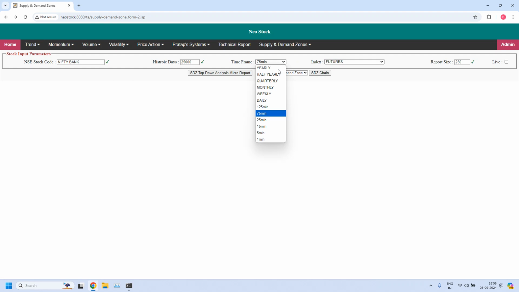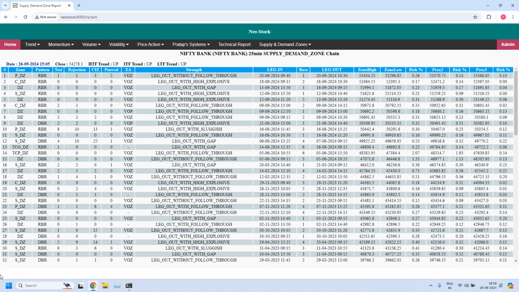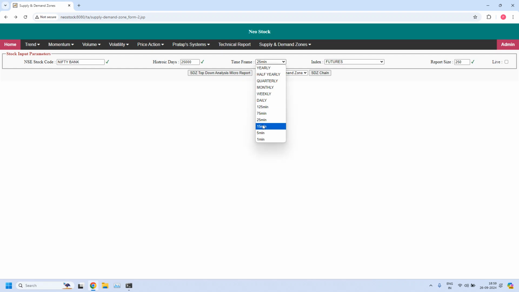The next time frame is 25 minutes. I'm generating 25 minute supply demand zone chain for Bank Nifty. The next time frame is 15 minutes. I'm generating 15 minute supply demand zone chain for Bank Nifty.